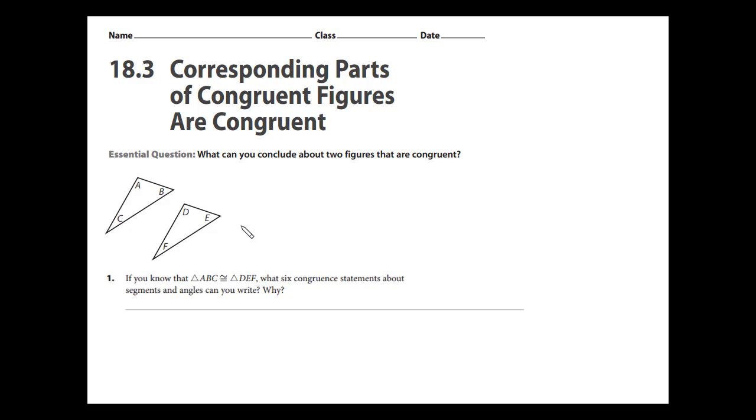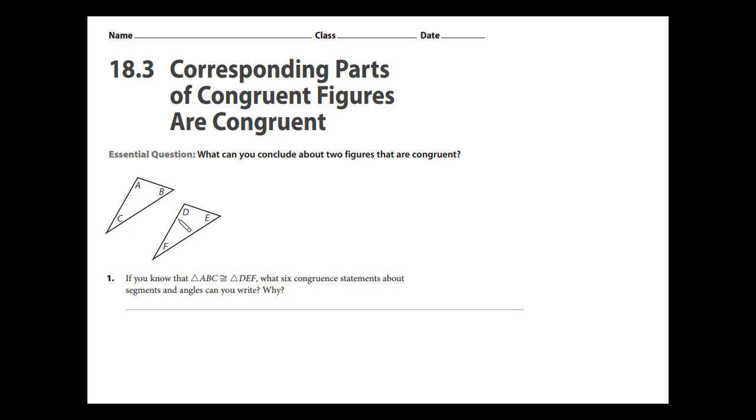Here we are talking about one of the most important concepts in geometry and shapes, and that's this idea that we could have two shapes be congruent. Now, congruent means that they're exactly the same shape and they're exactly the same size. And one of the ideas in geometry that we need to know is that if we have two triangles or two shapes that are congruent, then all their parts also have to be the same.